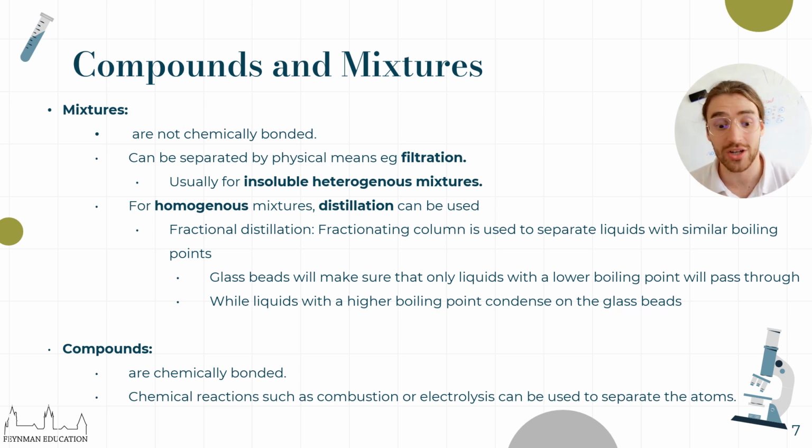Fractional distillation, we're going to use a fractioning column, and this separates liquids based on similar boiling points. Those beads are going to lead to a condensation of these liquids when they're not quite at the right boiling point, while the other liquid might go through because its boiling point is a lot less. We'll do some examples of those eventually.